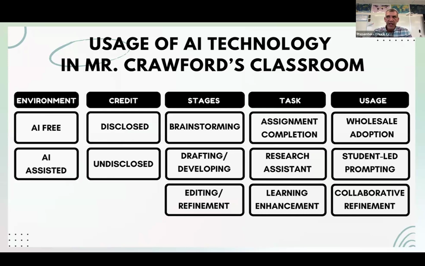When you look at the idea of task, is it about assignment completion, which should never be the case? We don't want the assignment completion. We want it to be a research assistant or a learning enhancement. There's AI now that's available to record you and take notes and then make flashcards for you and be able to do all these kinds of things that help you do learning enhancement. And I think that's a powerful tool for students to be able to use.